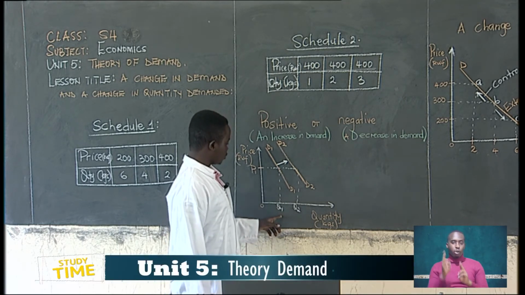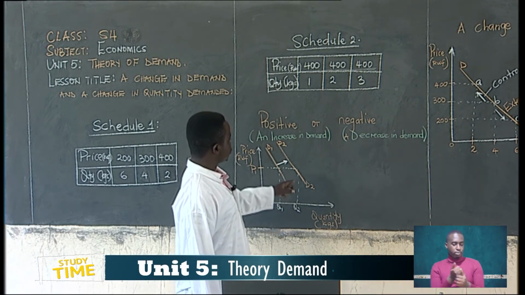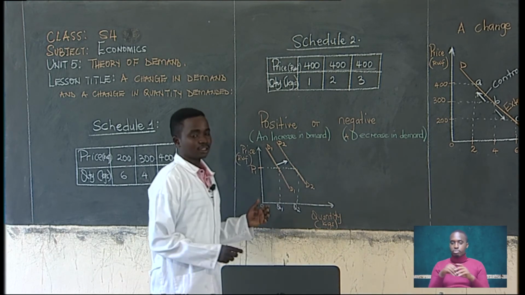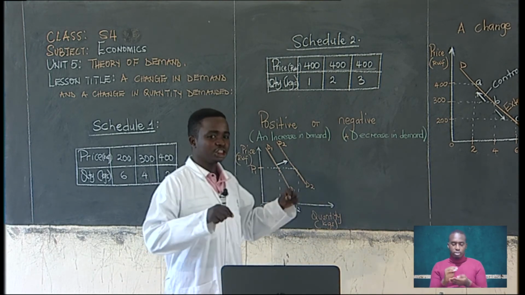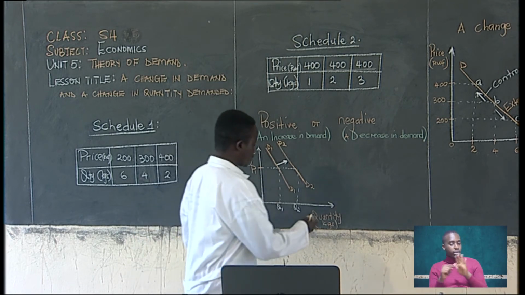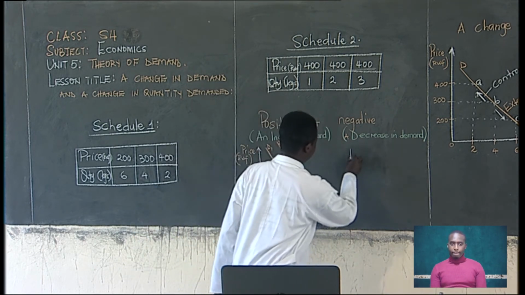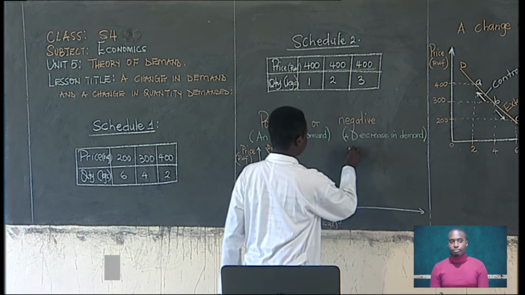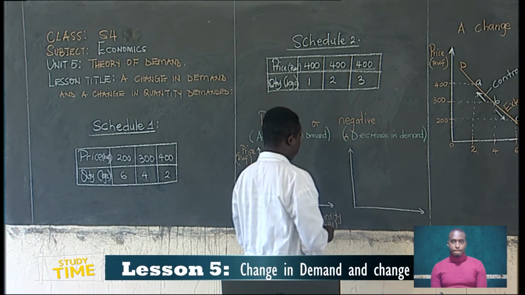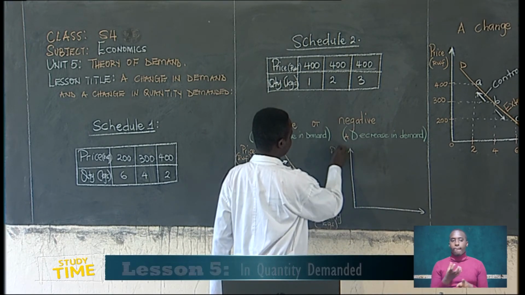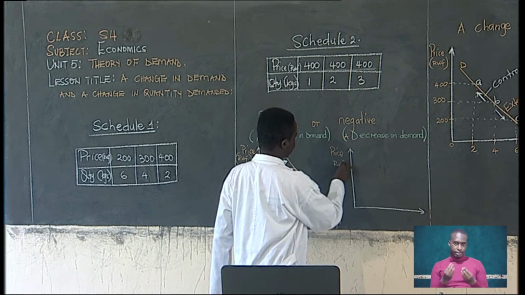Hope we are together and you are trying it out. Now, let us come to when there is a negative change, that is a decrease in demand. Remember, we are under a change in demand, where we said it can be positive or negative. So let us try also to illustrate it. Our price is constant. So we can have our price here in maybe Rwandan francs.